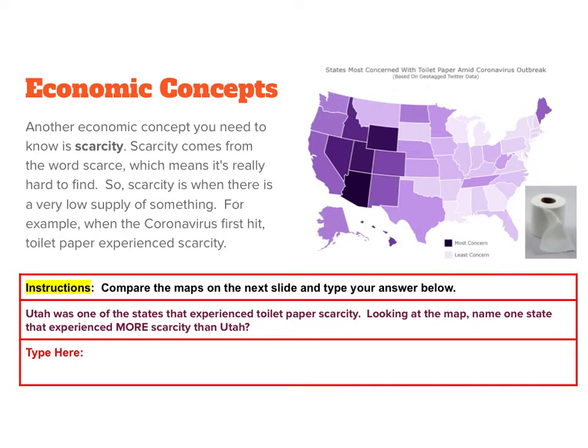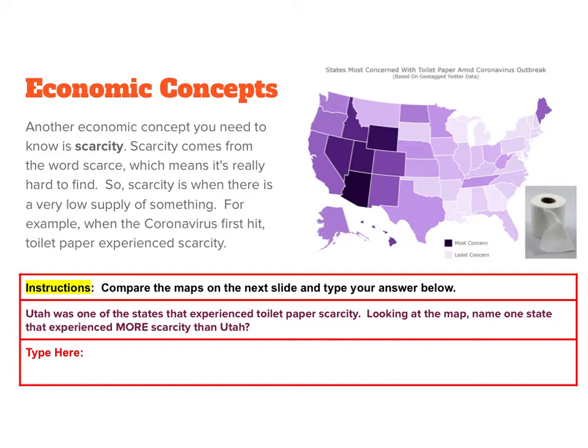Okay, the next page is a map. And this map, what is listed here is areas, this is scarcity. And scarcity is when there's just not enough of something. You really can't find something because there's such a low supply of it. And if you remember, when coronavirus first hit, toilet paper experienced scarcity and people couldn't get toilet paper. And there was a big worry about that.